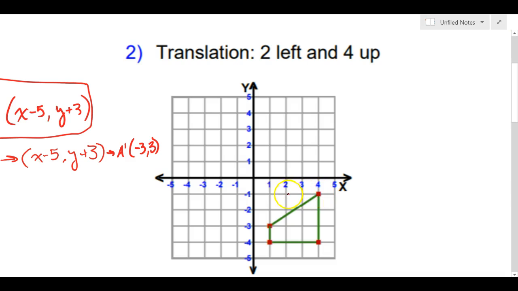Well, 2 left: 1, 2. 1, 2, 3, 4. Again, 1, 2, 1, 2, 3, 4. And 1, 2, 1, 2, 3, 4. And here is my new image.